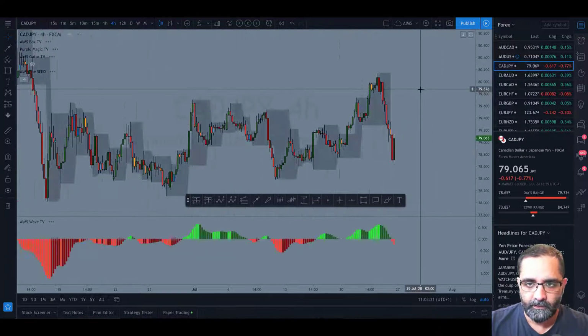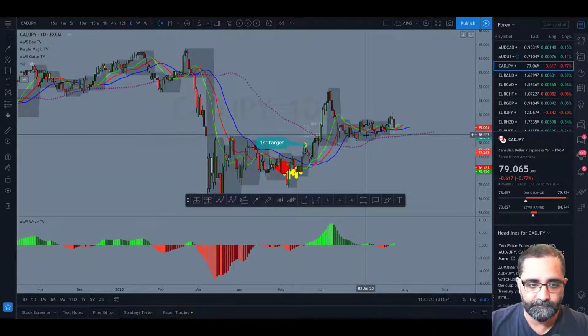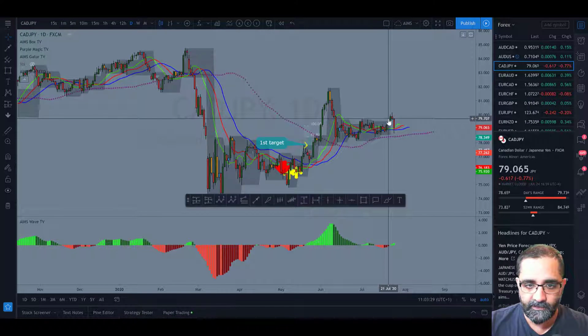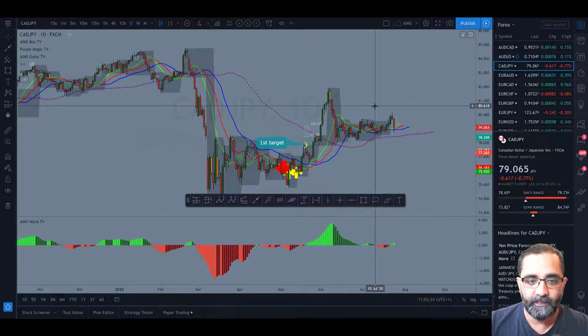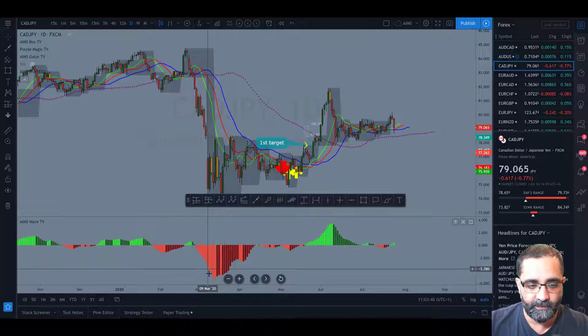Next one I'm going to look at is the Cad Yen. So let's go to the daily chart first. On the Cad Yen, this apparently was a setup one, but let me tell you why I don't like this kind of setup one. It's because when you see a 3 here and there's a 3 down here, this is the 3-3 situation.